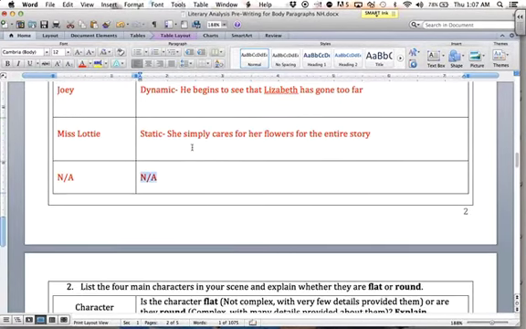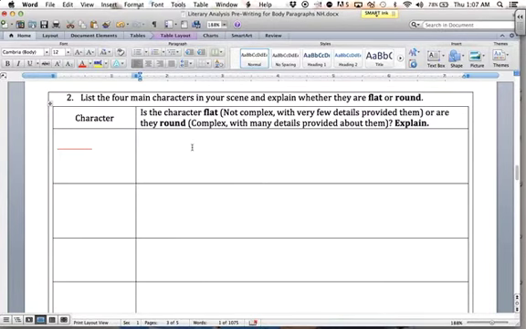For question 2, list the 4 main characters in your scene and explain whether they are flat or round. Now remember, flat characters are not complex. They don't have a lot of details provided about them. They're usually our less important characters. Round characters are complex characters. They have many details provided about them. They are usually your main characters. All right? Explain.